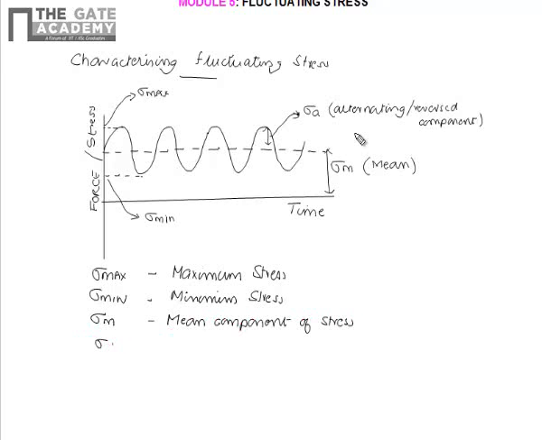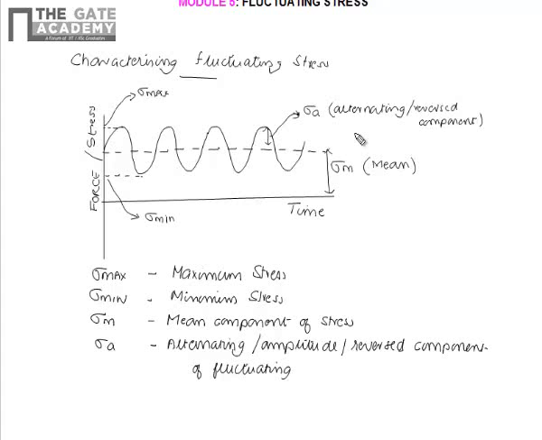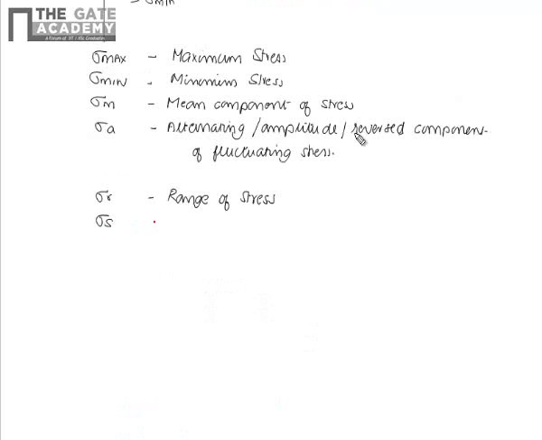Then we have sigma a, which is the alternating component or the amplitude component or the reversed component of the fluctuating stress. Then we have sigma r, the range of stress. Then we have sigma s, which is the steady or static stress.